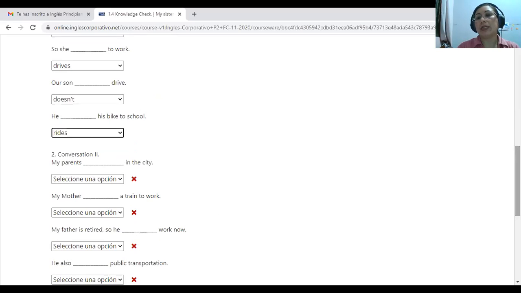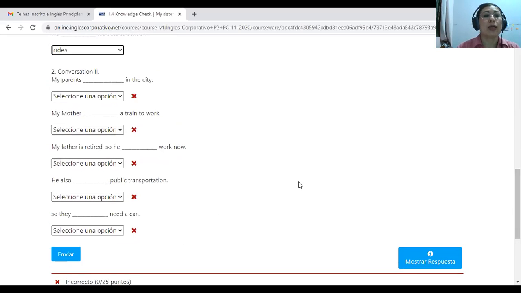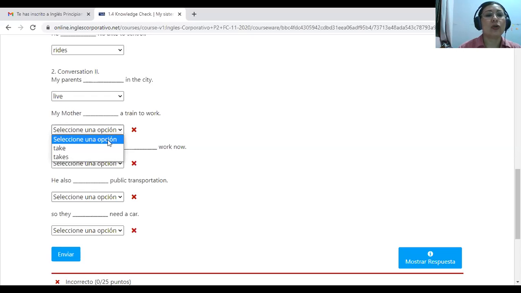Okay, conversation number two. My parents live or lives? Live, ¿verdad? Porque son they. My parents are they. Son una tercera persona, pero no es singular, es plural. Entonces no aplica la regla de la letra S. My mother is trying to work.